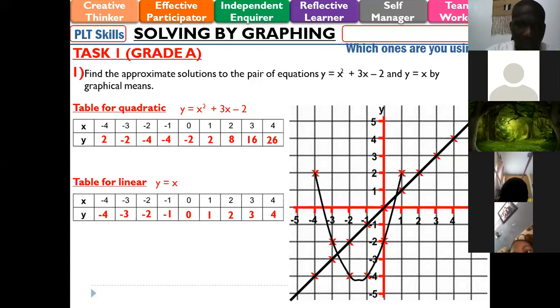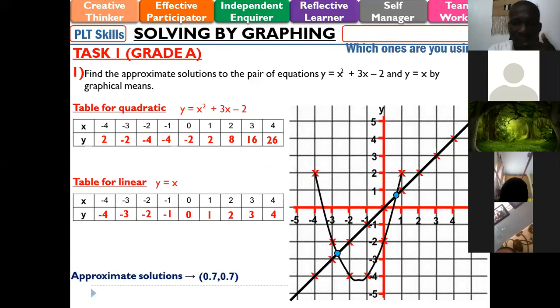And so that's the first intersect, and that's the second intersect. Now, for the first one, we have 0.7, 0.7. And for the second one, we have minus 2.7, minus 2.7. Like I said, you trace it to x and y, for both intersects.